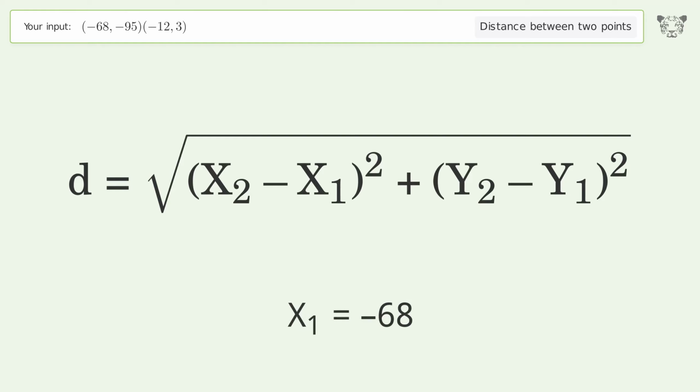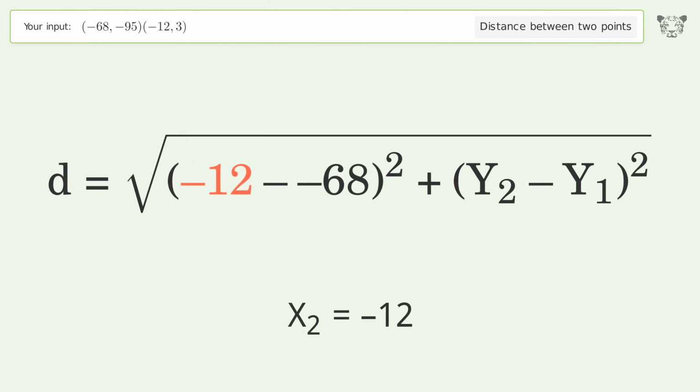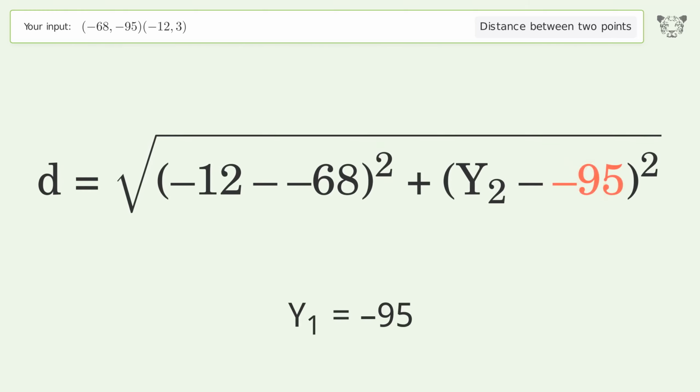x1 equals -68. x2 equals -12. y1 equals -95. y2 equals 3.